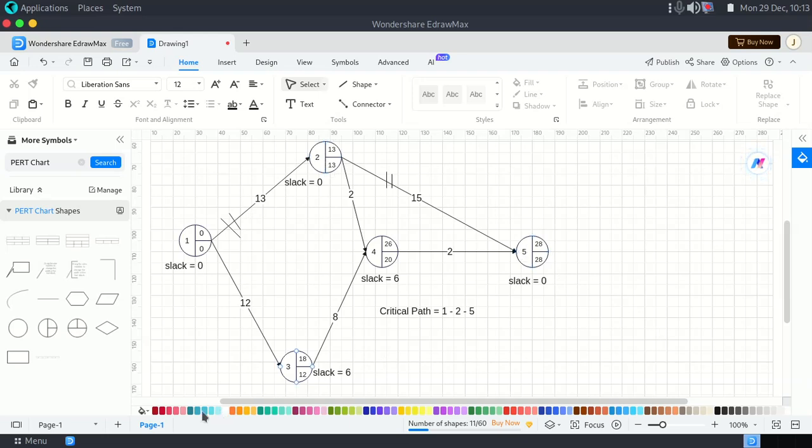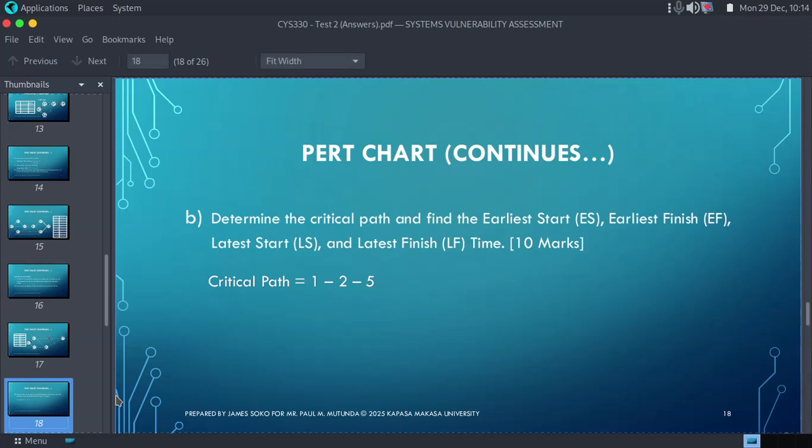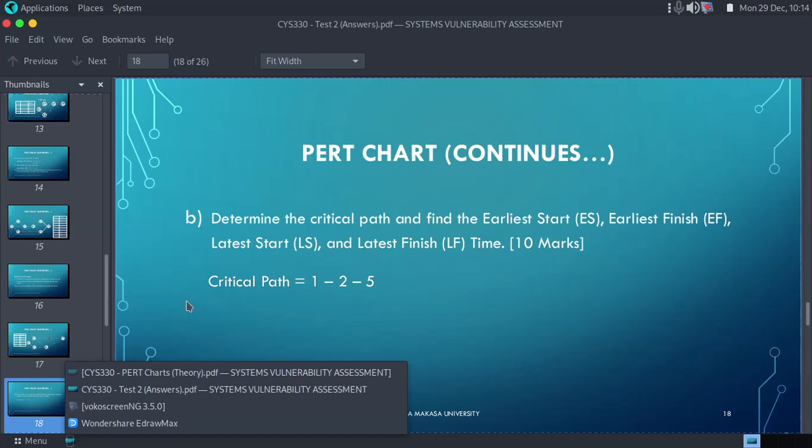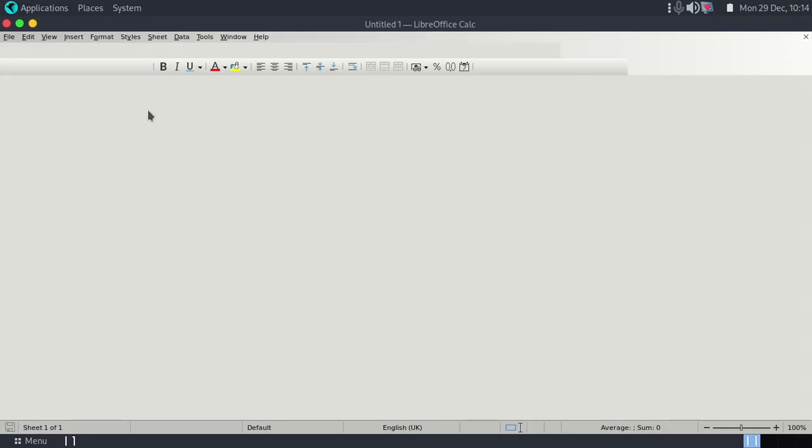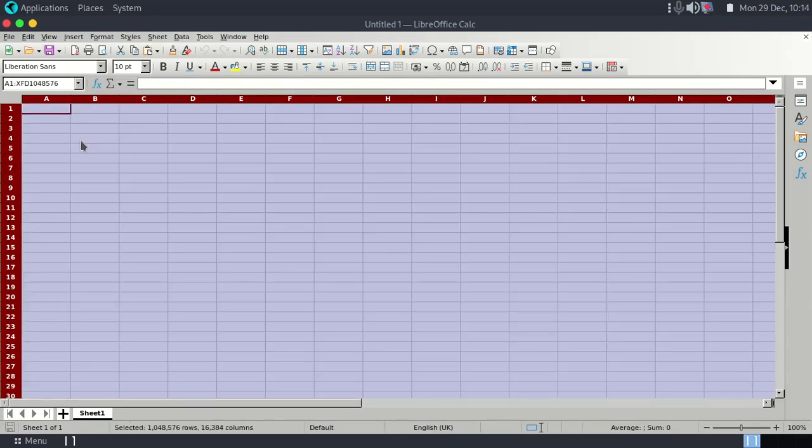Okay. Now let's proceed with the question. It's saying find the earliest start time, earliest finish time, latest start time, and latest finish time, 10 marks. So now this is where we introduce the actual names for those things. We were saying that those values when subtracting the slack. So what we need to do, we need to come up with something first.